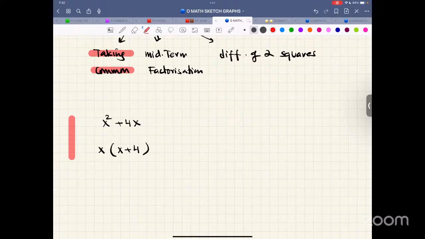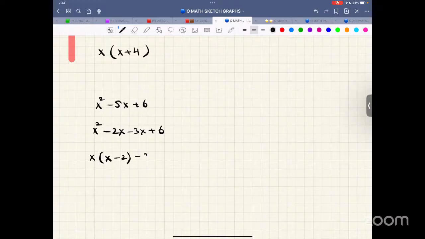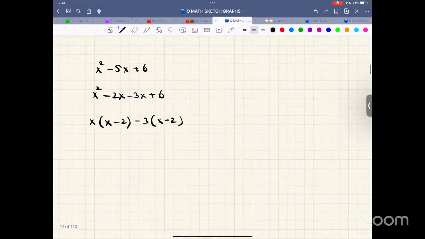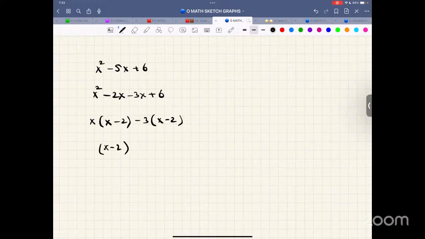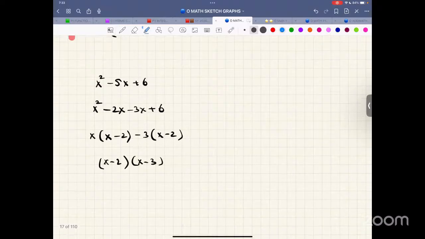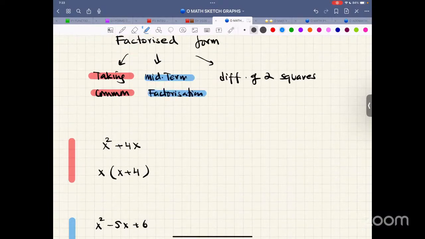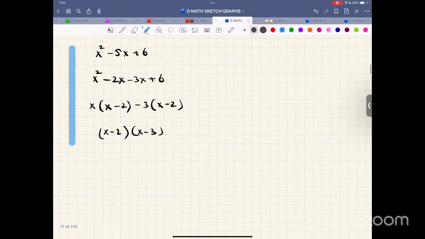Something to do with middle term factorization. So something like x squared minus 5x plus 6. That is x squared negative 2x negative 3x plus 6. That is x bracket x minus 2 minus 3 bracket x minus 2. x minus 2 is taken common, and then x minus 3. So this is middle term factorization. We all are aware of it.